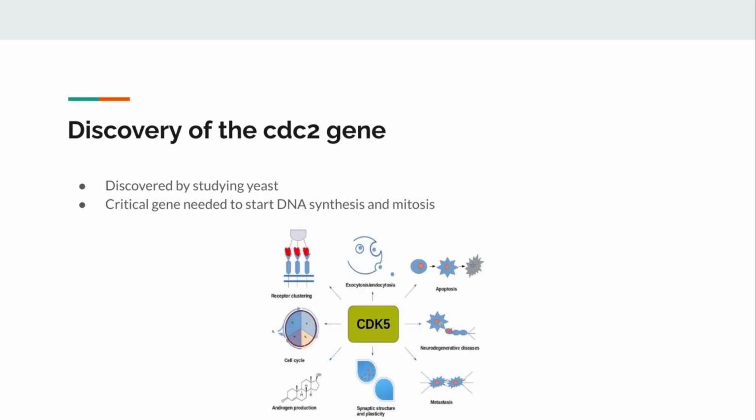The discovery of the CDC2 gene was made by studying yeast. After examining certain yeast cells that stopped division because of a mutation, the scientists discovered there are 2 points that have to be crossed in order to divide: the commitment to DNA synthesis and the commitment to mitosis. The gene CDC2, found in fission yeast, was found to be the critical gene needed for both thresholds.